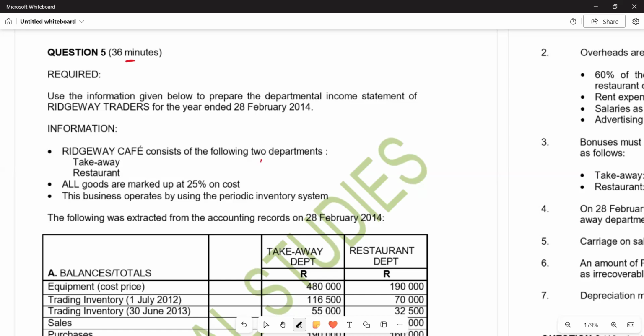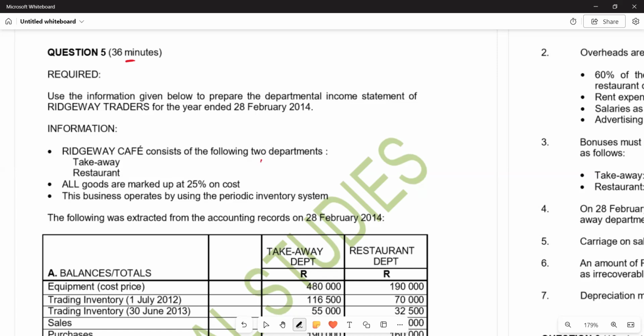On the information part, we are given that Ridgeway Cafe consists of the following two departments: the Department of Takeaway and the Department of the Restaurant. All goods are marked up at 25% on cost. And the last point, this business operates by using the periodic inventory system. Remember, we have two inventory systems: the periodic and the perpetual.